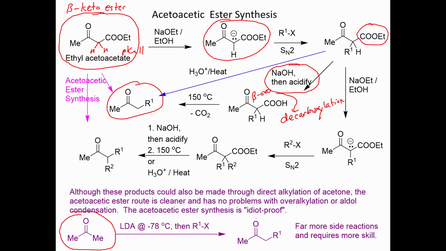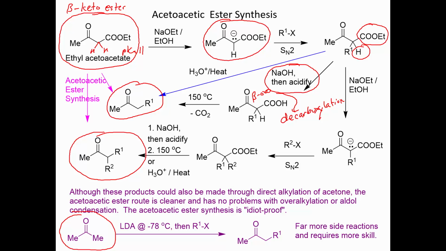Another nice thing about this is that after you've added it once, you can actually remove the second proton and add a second alkyl halide. Okay, and after you do the ester hydrolysis and decarboxylation, you get the doubly alkylated analog of acetone. Okay? All right. Let's see.